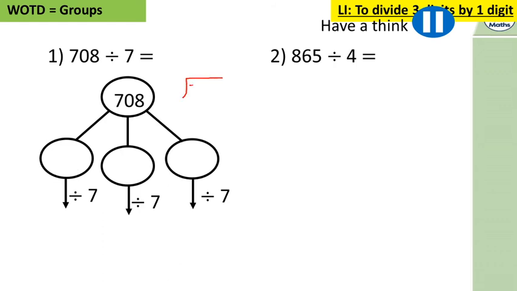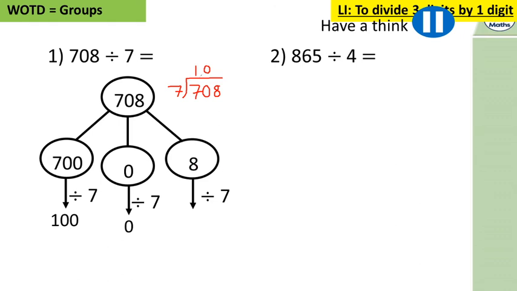Okay, so we've got 708 divided by 7. I know that 700 is divisible by 7, so I can put my 700 in there. How many 7s in 7? 1, because 7 times 1 is 7. Then I have 0 10s, so that's going to be 0. How many 7s in 0? 0. I've got 8 1s, so that's the last thing, so I have to put that in my last one.